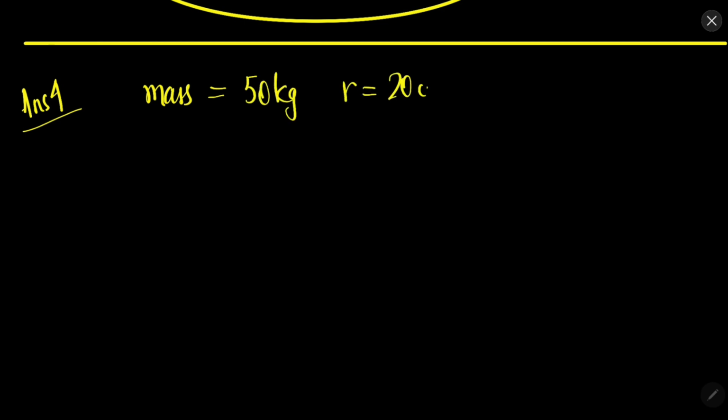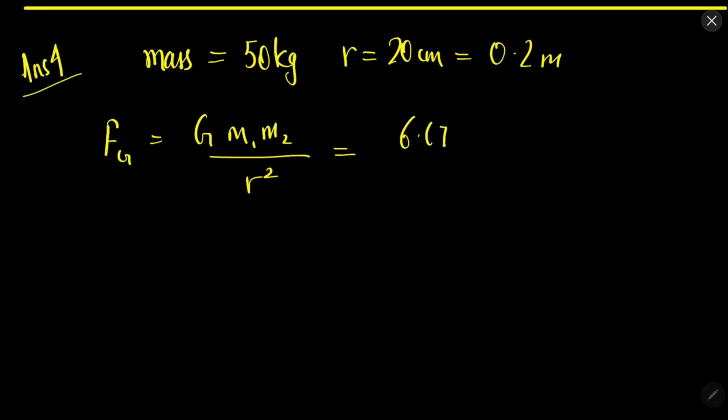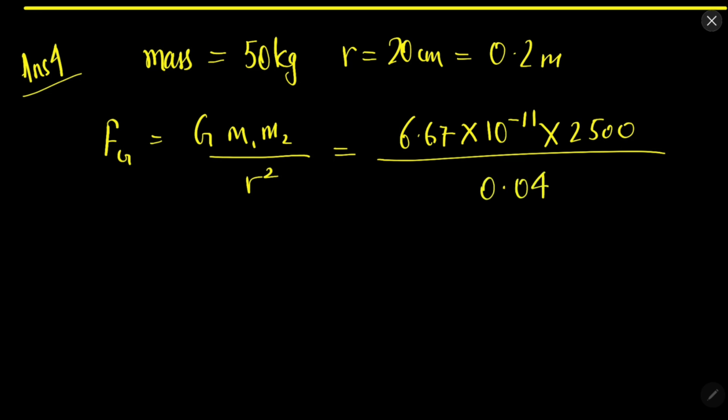So fourth one, let's say the mass is 50 kg, distance is 20 centimeter, that is 0.2 meter. So gravitational force will be equal to G m1 m2 upon the distance squared, which will be 6.67 into 10 to the power minus 11 into 2500, because both the objects are of 50 kg. So 50 into 50 is 2500 upon distance square. 0.2 square means 0.04.